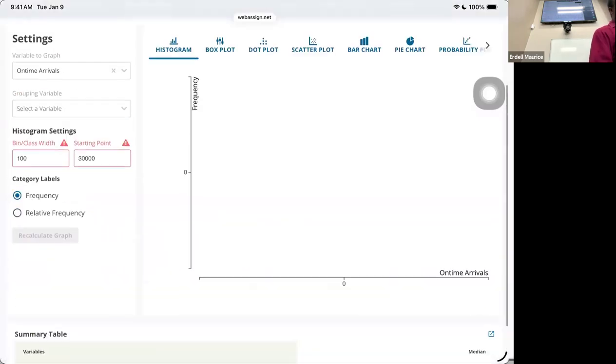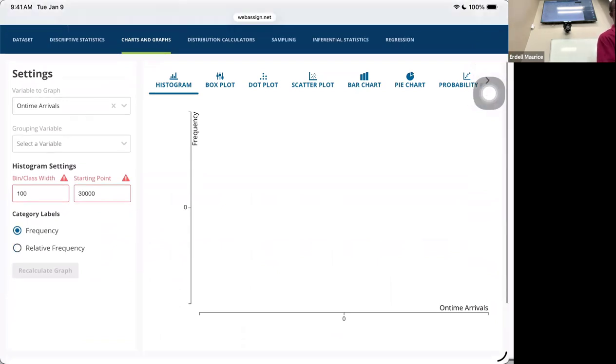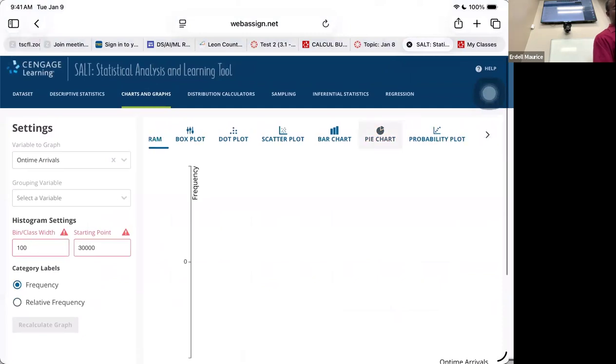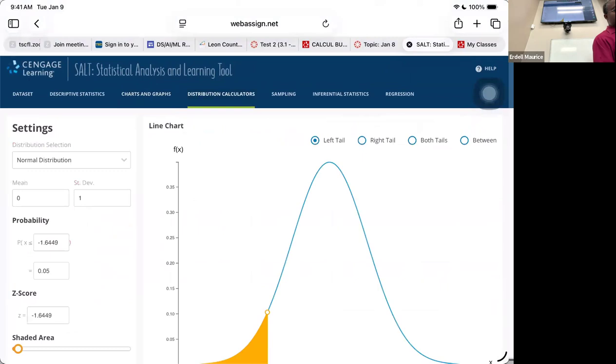Anywho, if I had a simpler data set, it would be easier for me to figure out. But it will graph them for you as well. You just have to select the right numbers in there. This data set is huge. Normally our data sets will be much smaller, so that's not going to be much of an issue. We'll get to the distribution calculators and inferential statistics a little bit later on.